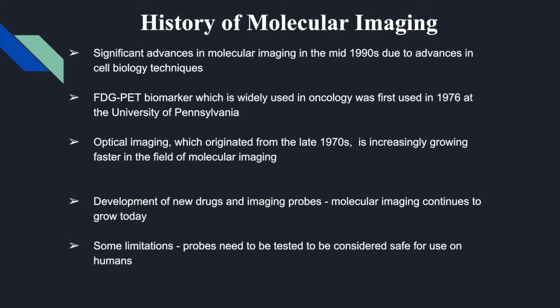Optical imaging, which originated in the late 1970s, is growing increasingly fast in molecular imaging. Optical imaging detects the light reflected from fluorescent biomarkers in the body. Activity of neurons can be measured from light scattering properties, and this does not require the use of ionizing radiation. FDG, a PET biomarker widely used in oncology, was first used in 1976 at the University of Pennsylvania. With the development of new drugs and imaging probes, molecular imaging continues to grow today.